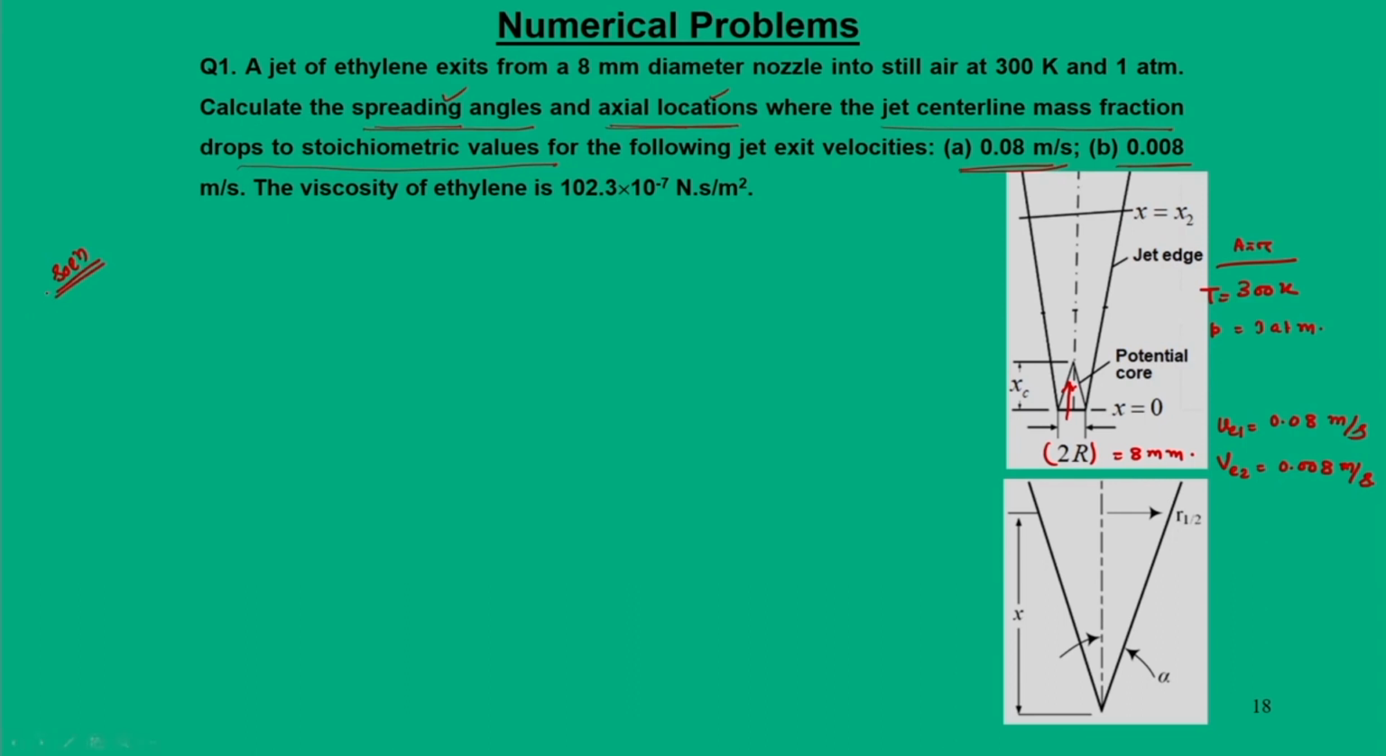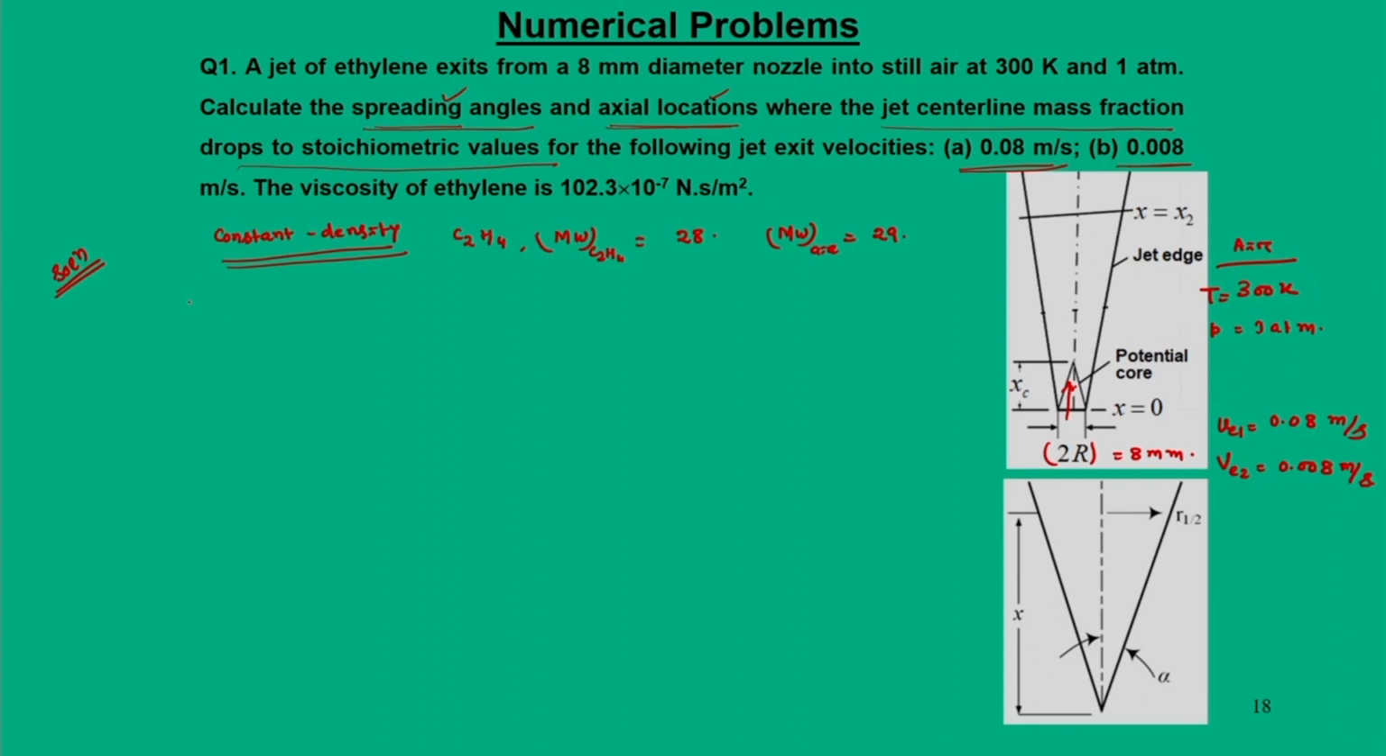The first thing we need to check is whether it is a constant density flow or not. Ethylene is C2H4 and its molecular weight is 28, and the molecular weight of air is approximately 29. So, more or less, a constant density situation may be assumed, and it is non-reacting, so whatever mathematical treatment we have done for this study, we can make use of.